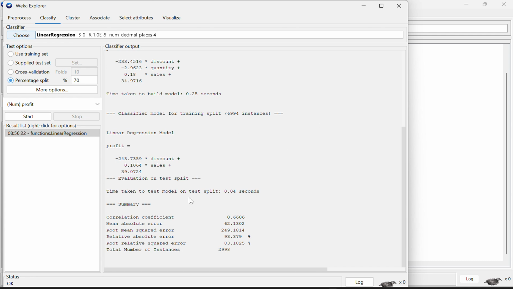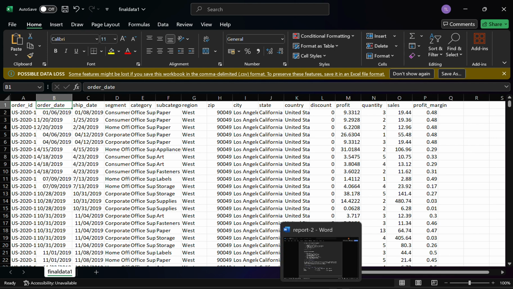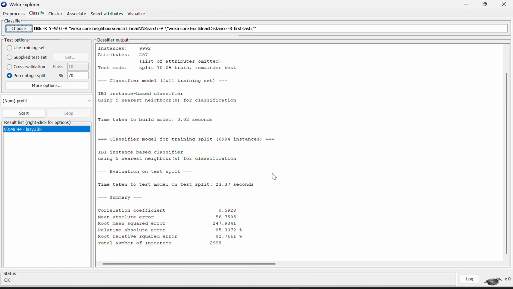For the implementation, I used some important columns, like sales, quantity sold, discount, region, customer segment, and the product categories. So I took all these categories into Weka so I could implement it. The target variable was profit. So I used a mix of numerical and categorical features as predictors.